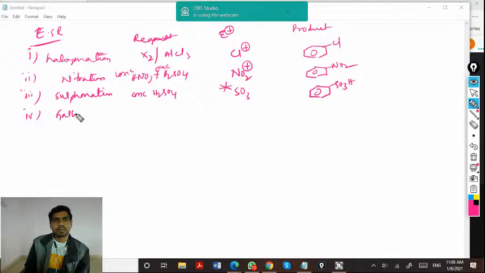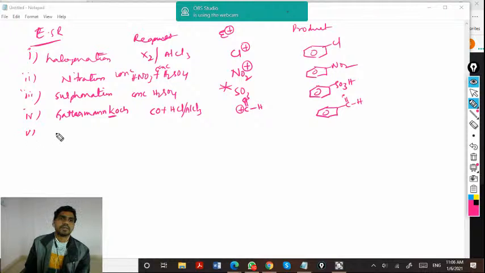Next, Gattermann-Koch. Here it will be carbon monoxide with HCl in the presence of a Lewis acid. The formyl electrophile is formed, and the product will be formylated benzene.